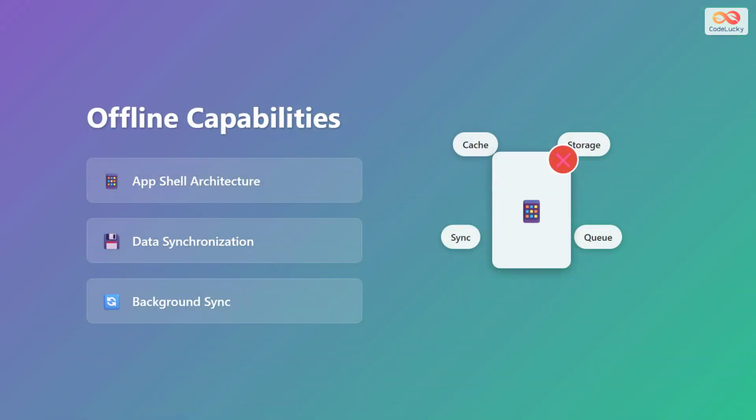Thanks to service workers and caching, PWAs can provide robust offline capabilities. This includes app shell architecture, where the basic user interface is cached for immediate display, data synchronization, which allows data to be synchronized between the app and the server when the network is available, and background sync, which enables tasks to be performed in the background even when the app is closed.